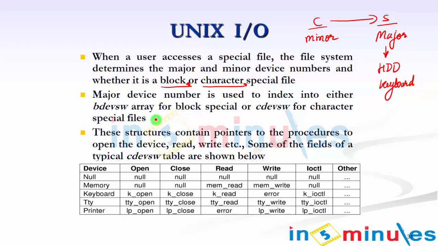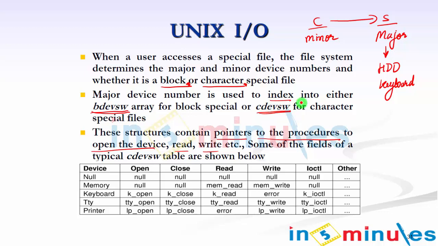So let's understand. The major device number is used as an index to either block data or character data. On the basis of this, two structures are used. They will contain various information like pointers to the procedures to open the device, read, write, etc. If you are using a block mode, then you will use a structure BDEVSW. If you are using a character mode, you will be using a structure CDEVSW.